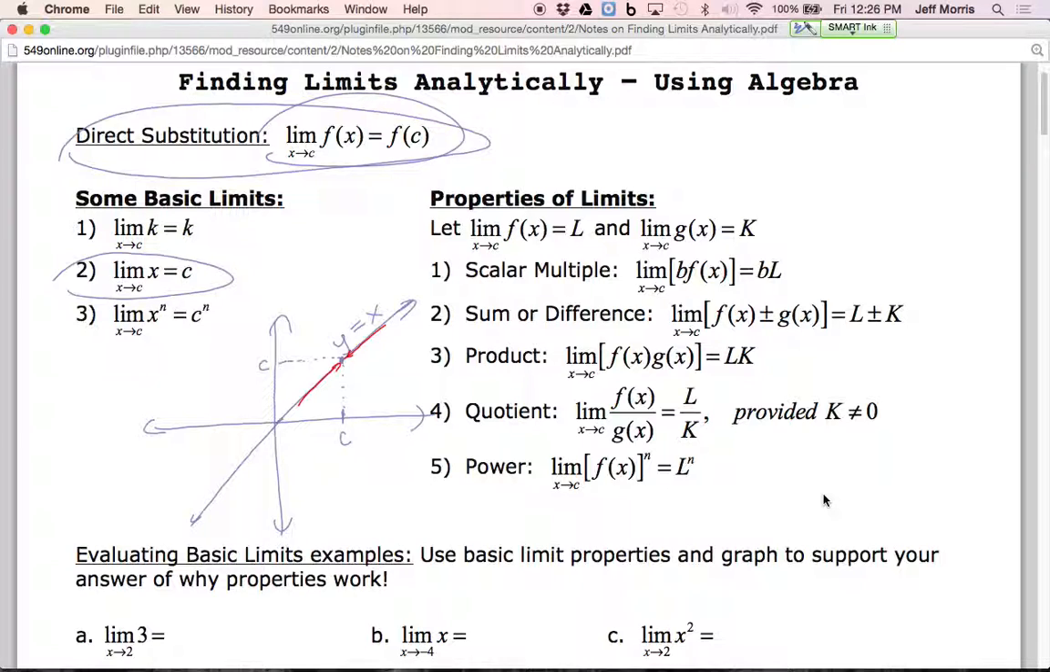I'm just plugging c in for x. I'm substituting in for that variable. That's what direct substitution is. It's just plugging something in for that variable. I'm saying that to evaluate the limit as x approaches c of x, if I can plug it in and it works, then whatever you get when you plug it in is the limit.